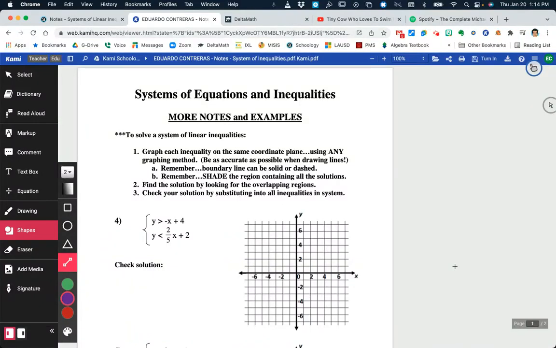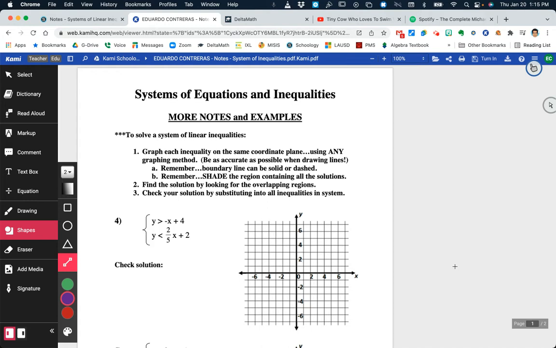Okay, so we're going to be solving a system of inequalities. It breaks down like this. To solve a system of linear inequalities, graph each of the inequalities on the same coordinate plane. Just like we did with a system of linear equations, you graph both, using any graphing method. Be as accurate as possible when drawing your lines.